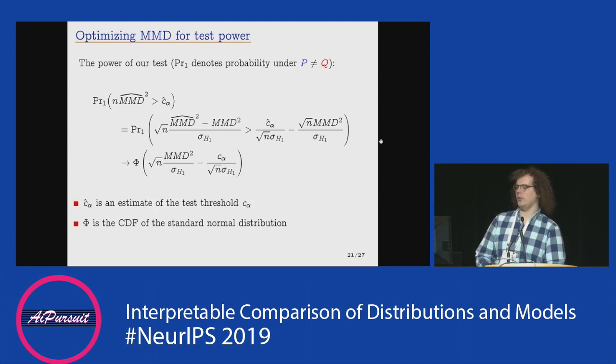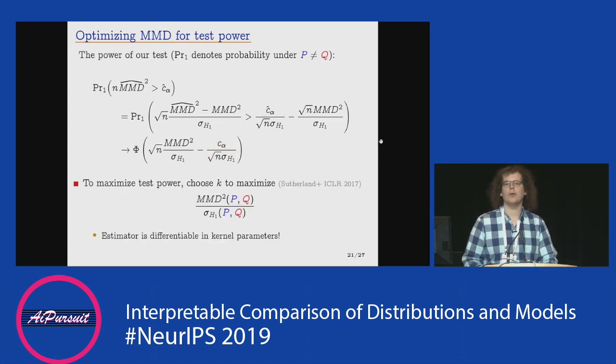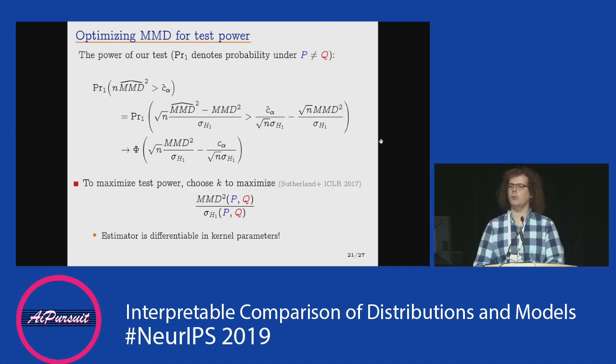So look at this expression, and we can see the power for large n is going to look like this, right? But now also for large n, the first term, MMD and sigma are both constants, and so is c. So the first term grows with root n, and the second term shrinks with root n. So if n is reasonably large, this second term is going to be tiny, eventually. So we can usually just ignore it. And so the only thing that we have to maximize then is this ratio of the squared MMD to the standard deviation of the squared MMD estimator.